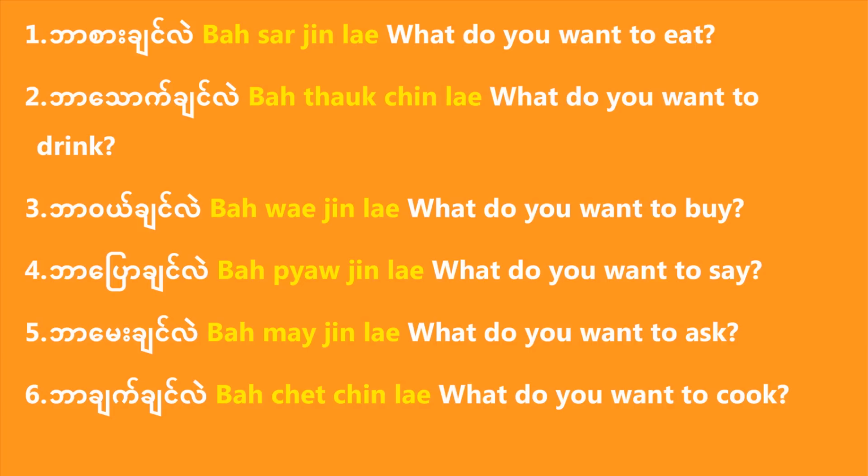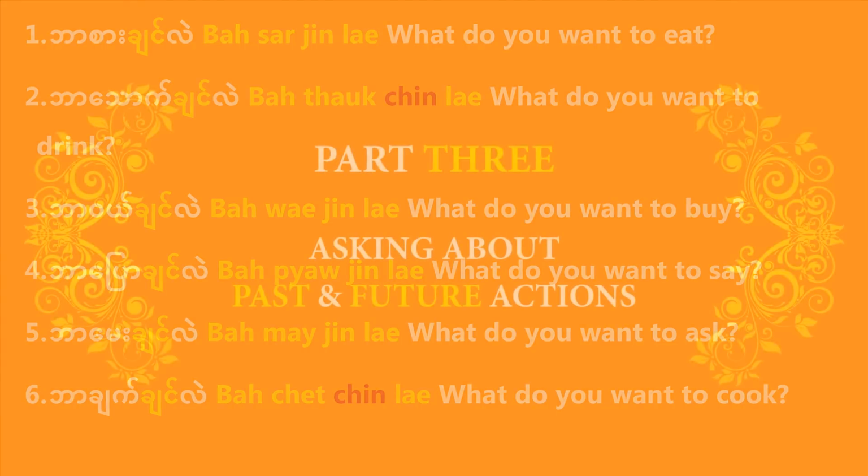A note on the pronunciation of the auxiliary verb chen or jen. When you use it with the verbs thao, to drink, and che, to cook, it's pronounced chen, not jin. With the other verbs on today's list, it's pronounced jin. So pay attention to that. In other words, it's not thao jin, it's thao chen. It's not che jin, it's che chen. Watch out for those.